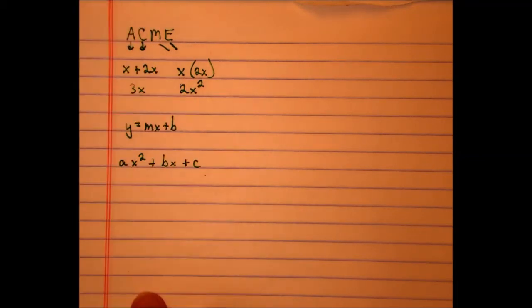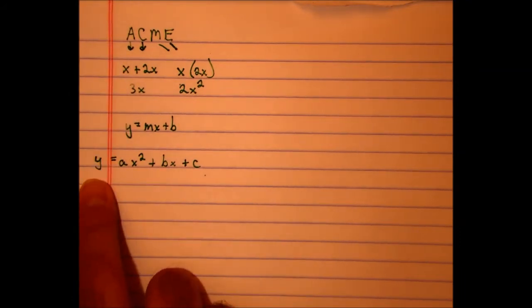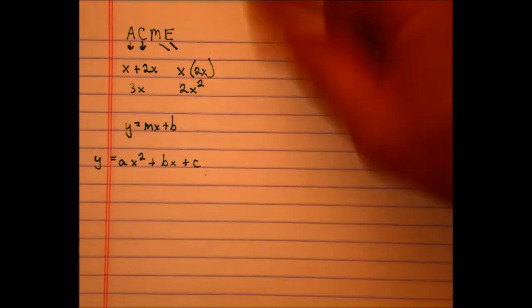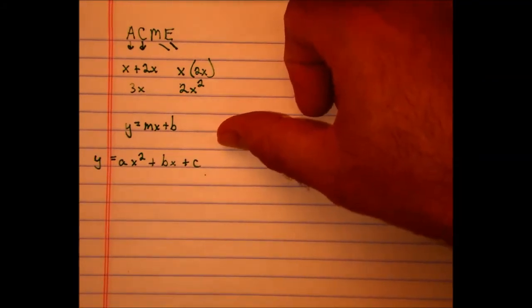Okay, well, we have a parent function for quadratics: ax squared plus bx plus c. All right, and remember, we still have f of x or y. Remember the function of x or y, because this is a function. Now, does anybody else remember any of the quadratic rules?